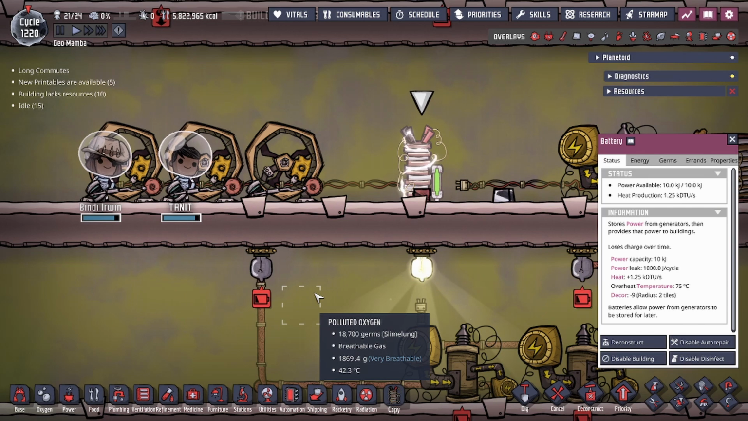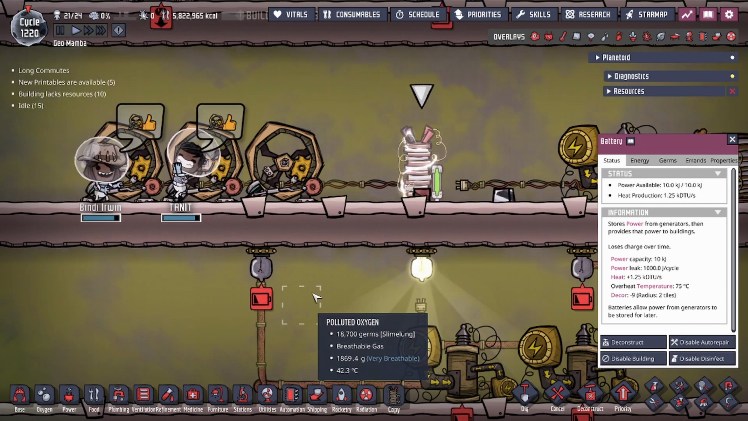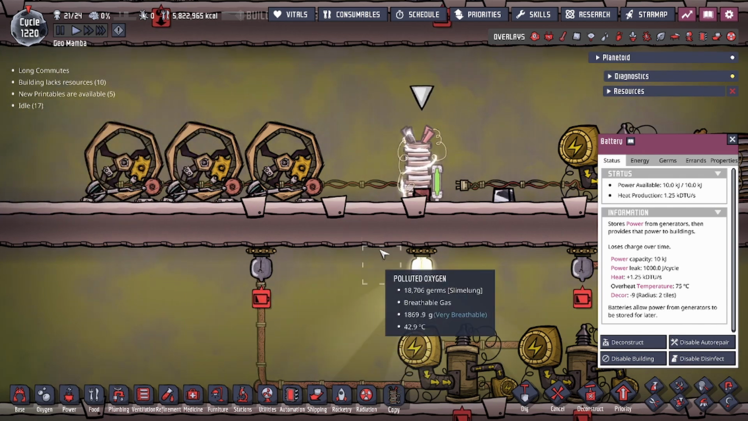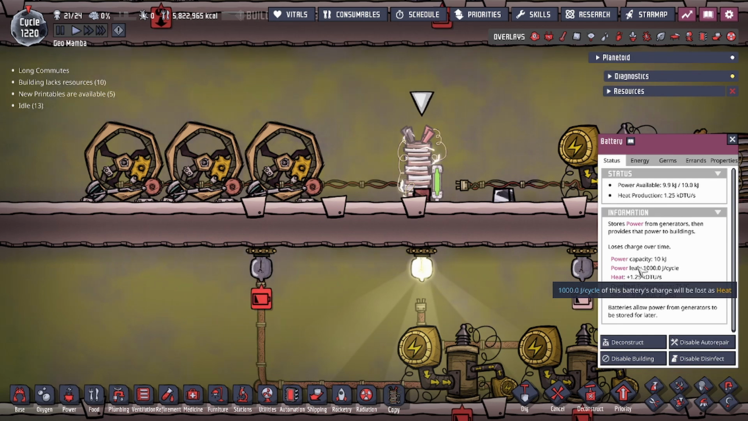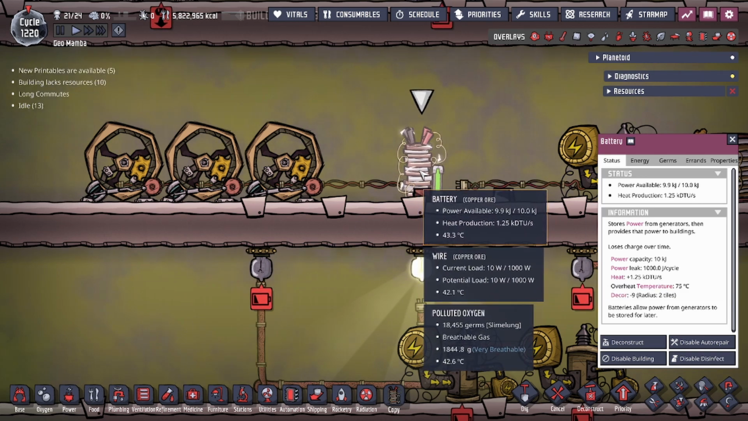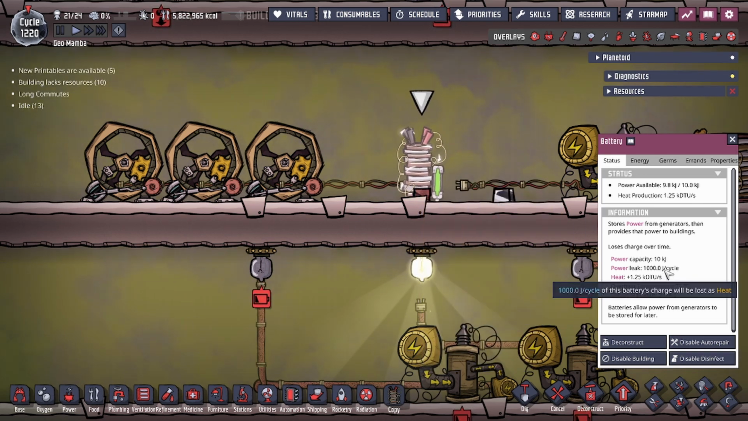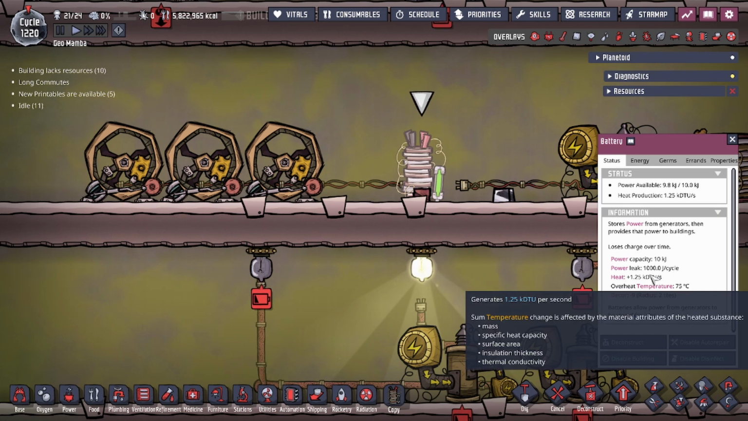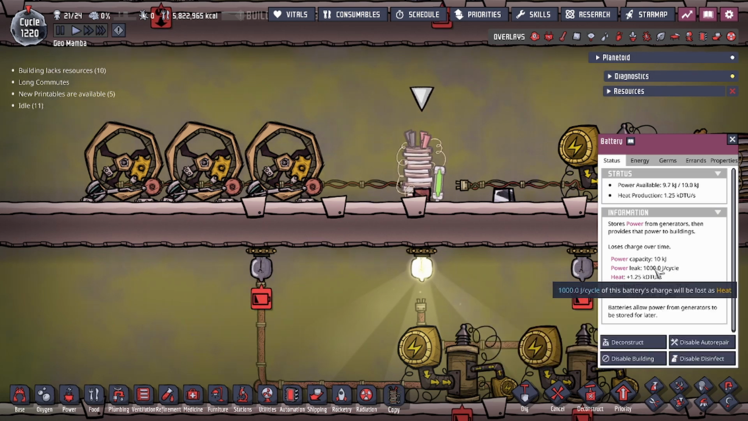Although this is a very attractive feature so that your buildings always have power, the issue with batteries is that they have something called power leak, also known as runoff. Every cycle, a certain portion of power, as long as your battery has power, is going to leak out, meaning that you're basically decaying the power and it's not perfect storage. Not only that, it also generates heat. The battery charge will be lost as heat.